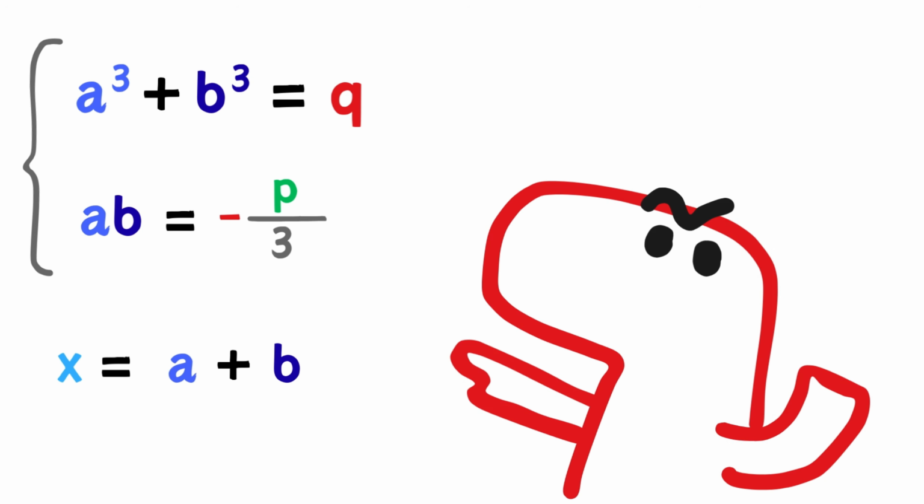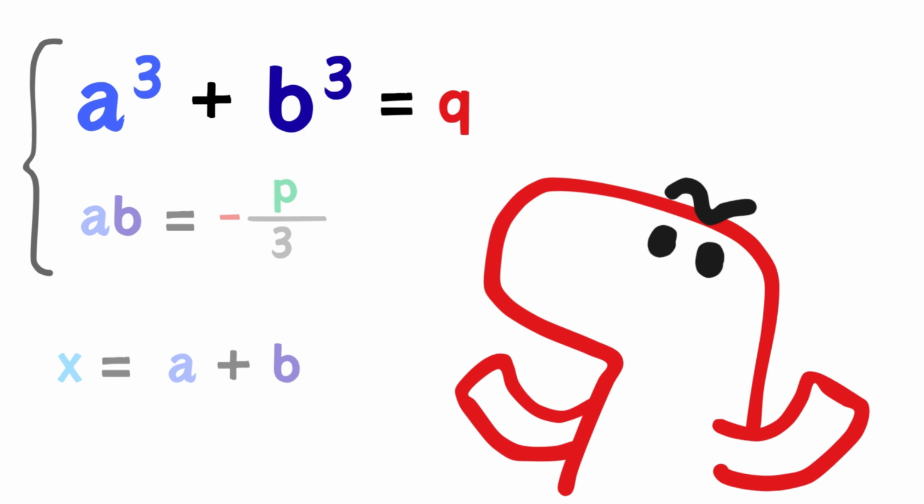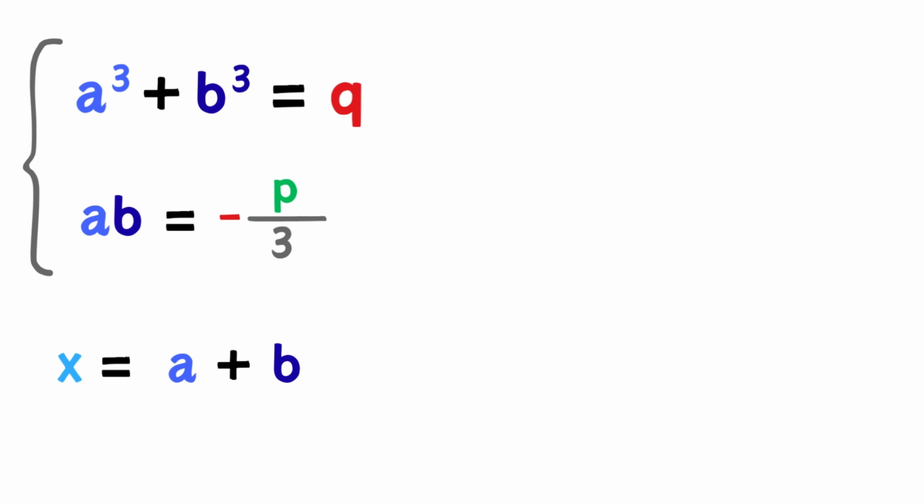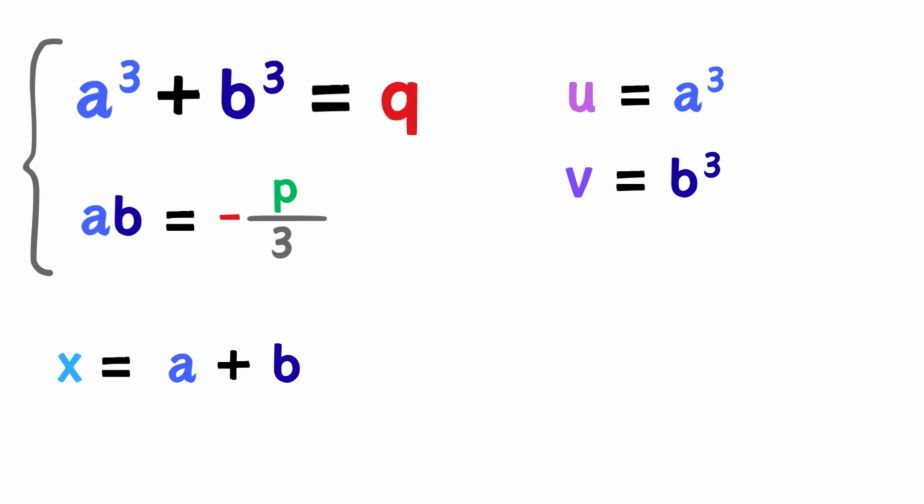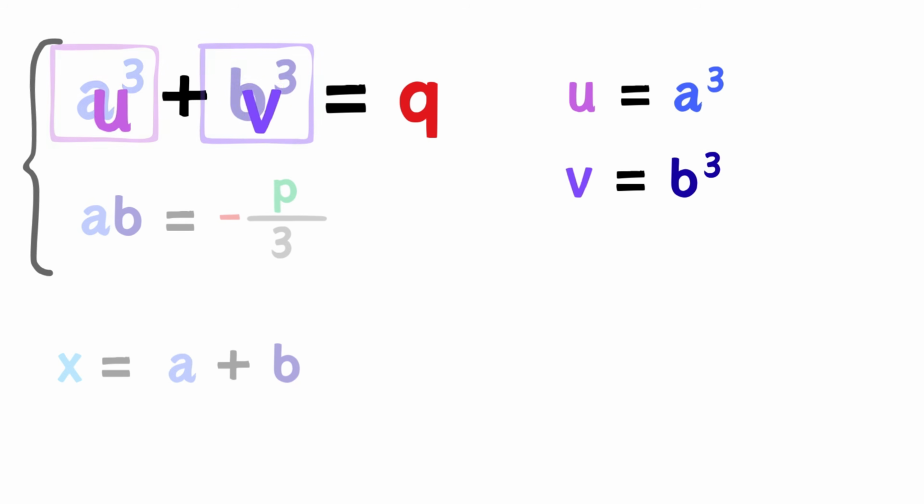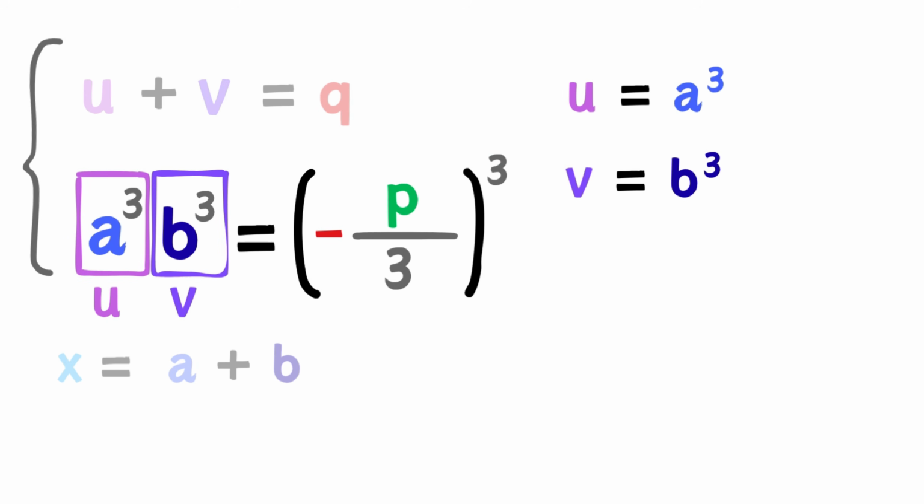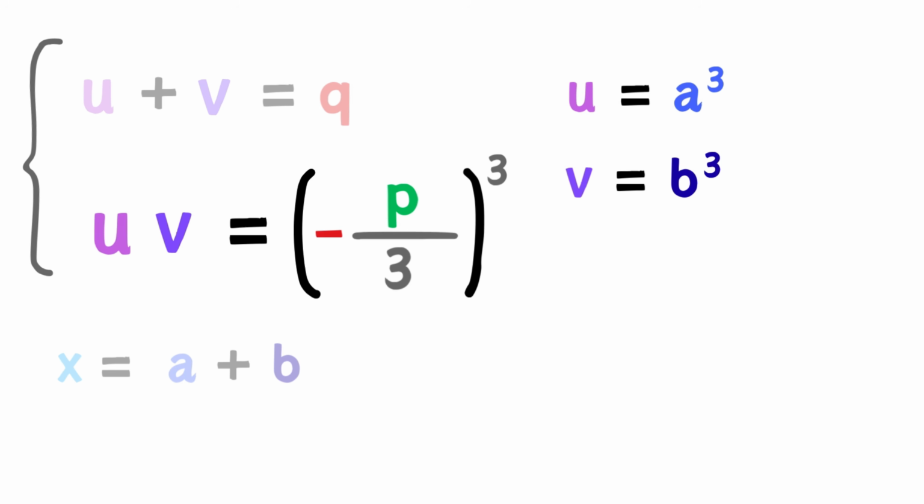Now, you may be thinking we just made everything worse. We now have two cubes. But here's where everything comes together. We just need to make one more substitution. Let's set u to a cubed and v to b cubed. The sum of these two numbers equals q, and if we cube the second equation, we see that u times v equals (negative p over 3) cubed.